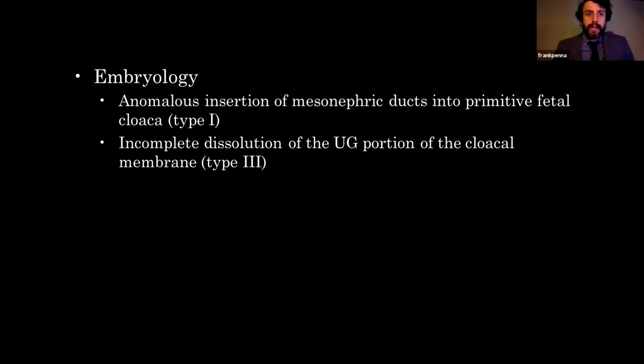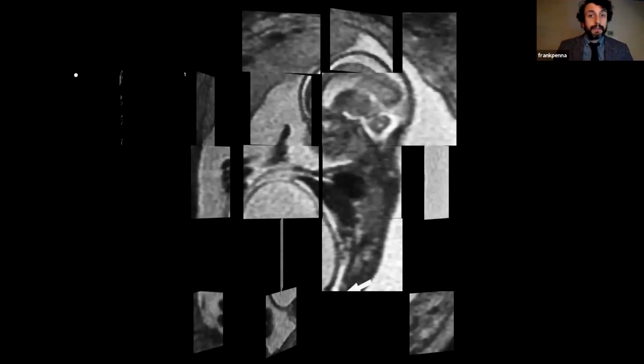I mentioned this a little bit. It's either an anomalous insertion of a mesonephric duct into the cloaca or an incomplete dissolution of the UG portion of the cloacal membrane. So it's just a little extra membrane that should have gone away. And essentially, it's enough to be obstructive, though, unfortunately.